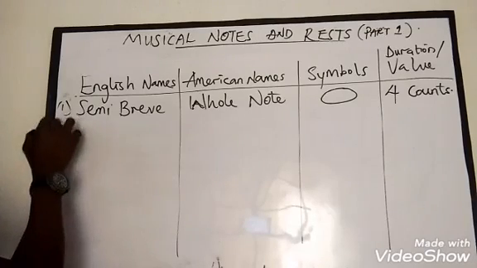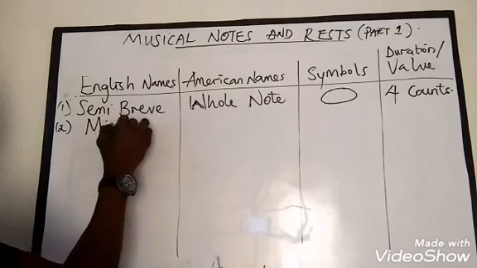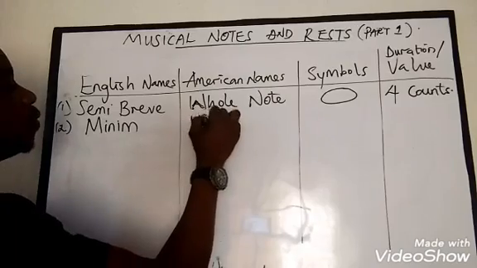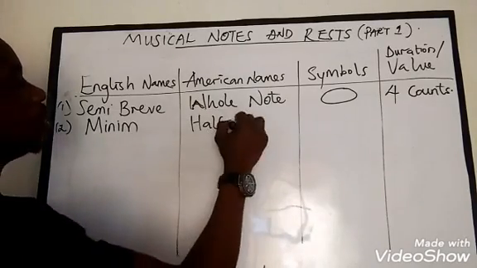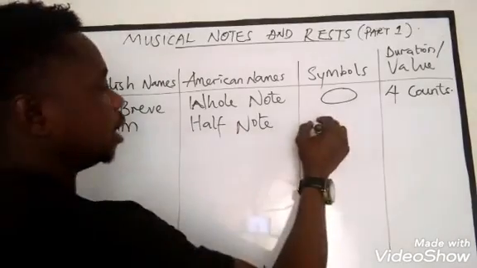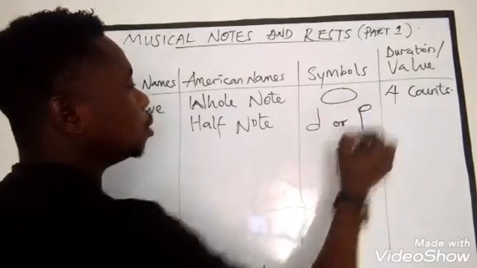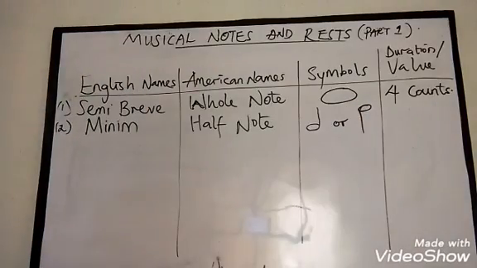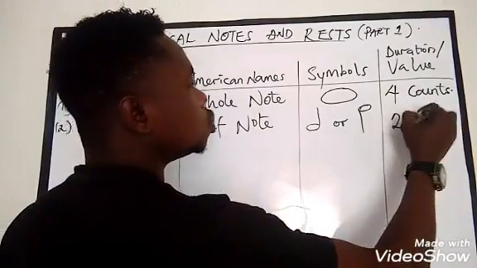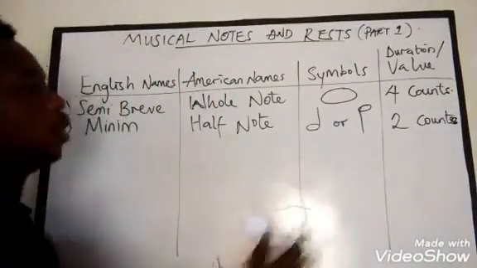Then the second one is the minim. Minim, which means we have the half note. And it is written like this, or this. So half note, and it's half of 4, 2 counts.